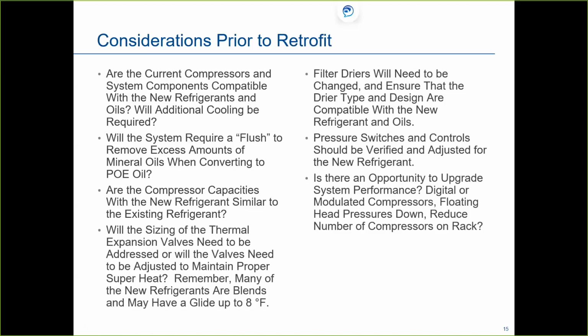Is there an opportunity to upgrade system performance, digital or modulated compressors, floating head pressures down, reduce number of compressors on the rack? So these are other things to be taken into consideration when you consider the changeover also. And then how will you manage the system downtime? Are we going to be working around food product, meat? How are we going to manage that downtime? What's that going to look like? Are we going to take that into consideration so we don't lose any product or have any spoilage?